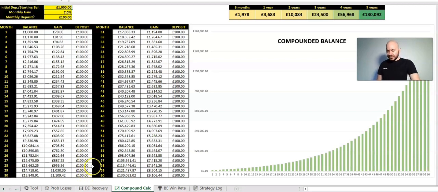Okay? So really play around with this, print it out, frame it, do whatever you want to do with it, but get sold on this longer term process and this longer term view.